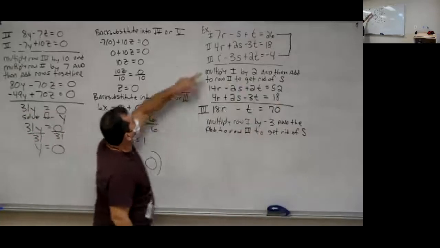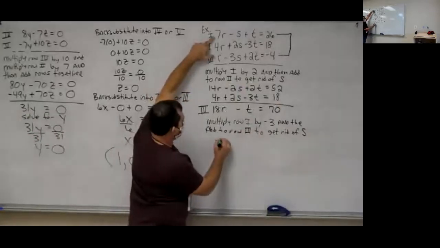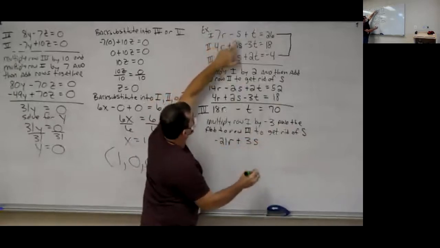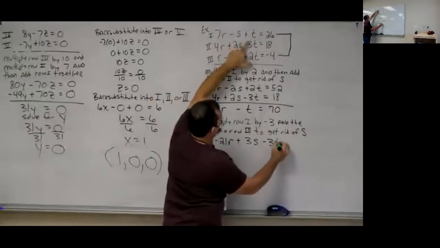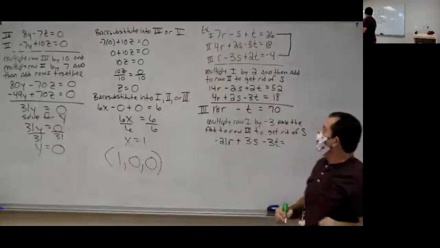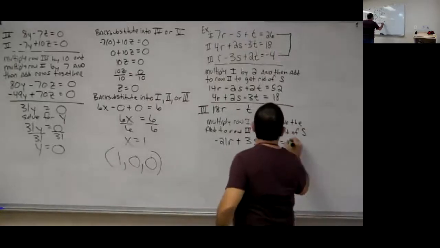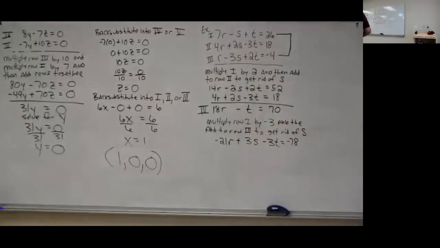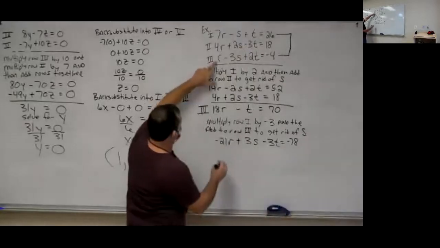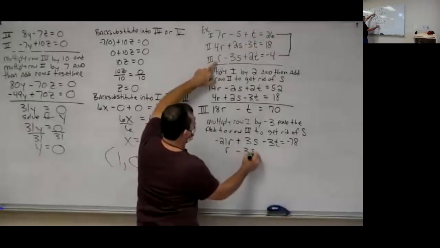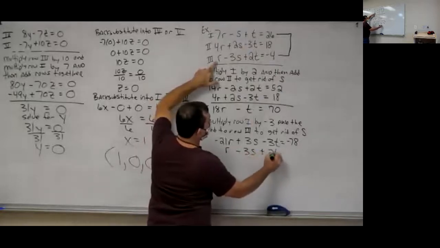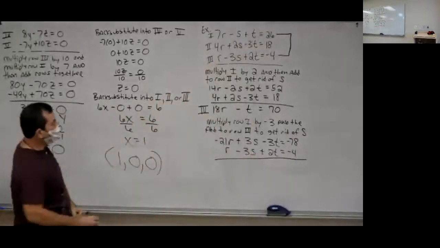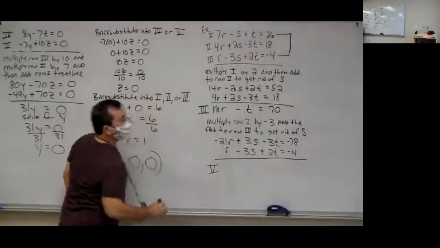All right, so multiply row 1 by -3. Woo, that's going to give you a -21R plus 3S minus 3T. All right, 26 times 3, let's see, that's going to be a -78. Now, I didn't have to change row 3, so let's bring that down. I got an R minus 3S plus 2T equals -4. Once I get them added together, I will have row 5.